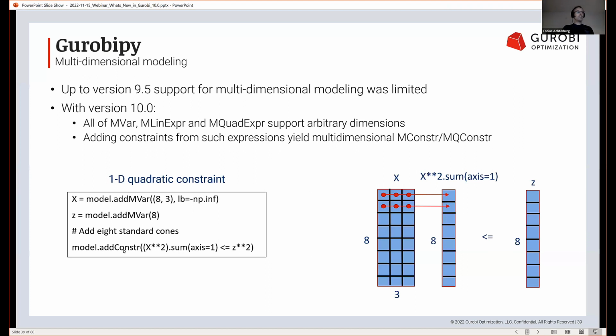And then with that one single function call here, you can add 8 standard cones, right? So the sum over the first axis will sum up the values along the first axis. This gives you an 8x1 vector, and then you take the square, so you sum up the squares here, right? And then you say this is smaller or equal to the right-hand side vector, each individual component squared. So this gives 8 standard cones, each with x1 square plus x2 square plus x3 square smaller or equal to z square, right? So that is what is written there.